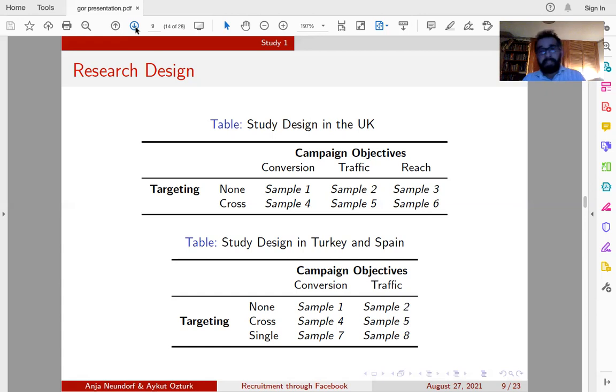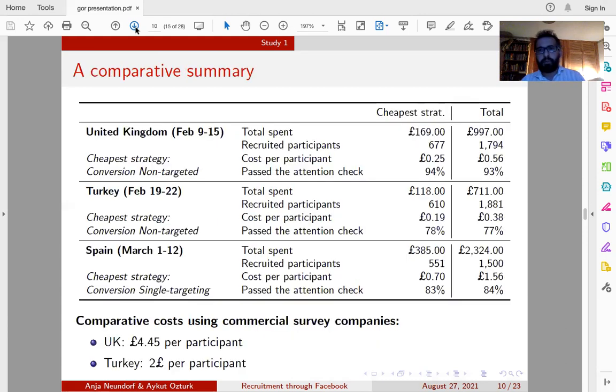Reach, as I will explain in a bit, didn't work at all, and we dropped it in Turkey and Spain, and instead we added single targeting as another factor that we explored. So in that sense, we explored how these combinations of optimization algorithms and targeting worked to produce samples.